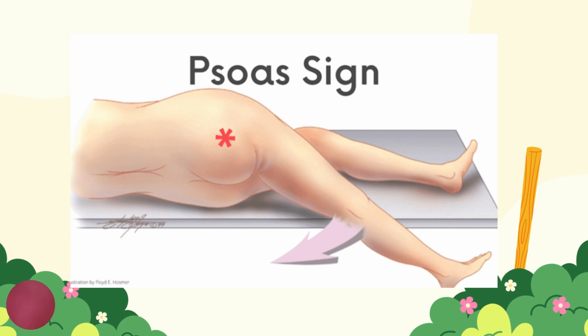Now, what is psoas sign? Students, as you already know, 74% of appendices lie in the retrocecal position. So, to confirm whether appendix is retrocecal or not, we perform this test. Firstly, hyperextend the patient's right hip joint. If this maneuver causes pain, then it is due to retrocecal appendix lying over the psoas muscle.